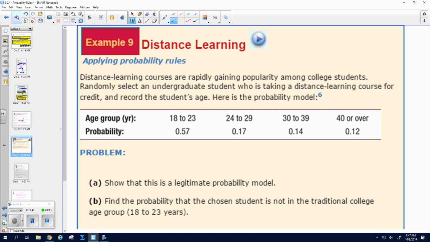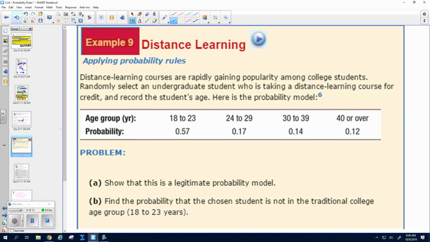All right. So an example, distance learning courses are rapidly gaining popularity among college students. Randomly select an undergraduate student who is taking a distance learning course for credit and record the student's age. Here is the probability model. So the 18 to 23-year-olds make up 57%, 24 to 29-year-olds is 17%, 30 to 39-year-olds is 14%, and 40 or over is 12%. Show that this is a legitimate probability model.